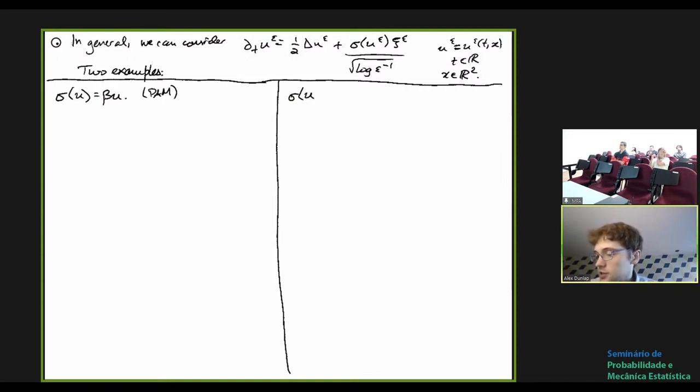And the other case will be when sigma of u is equal to square root of u. And I'm actually lying a little bit here. What I'm actually going to talk about is super Brownian motion, which is where we don't mollify the noise. The results here are for super Brownian motion, but morally it's the same as when we mollify the solution. So instead of mollifying the noise, you mollify the solution. But you can ask questions about that at the end if you're interested.